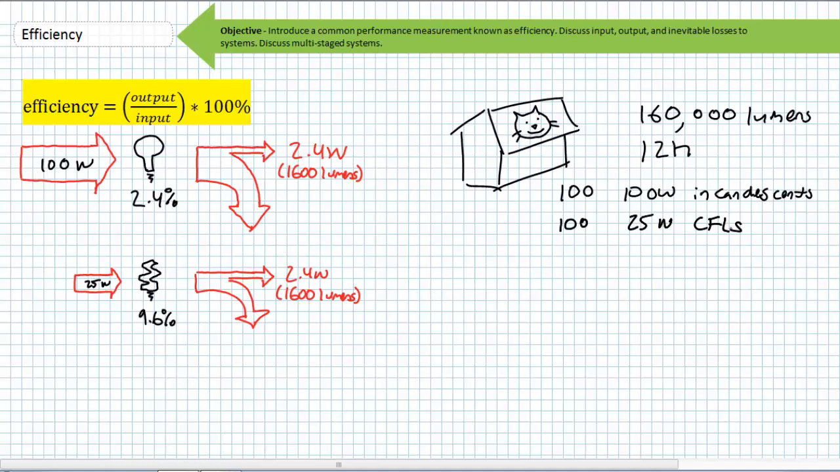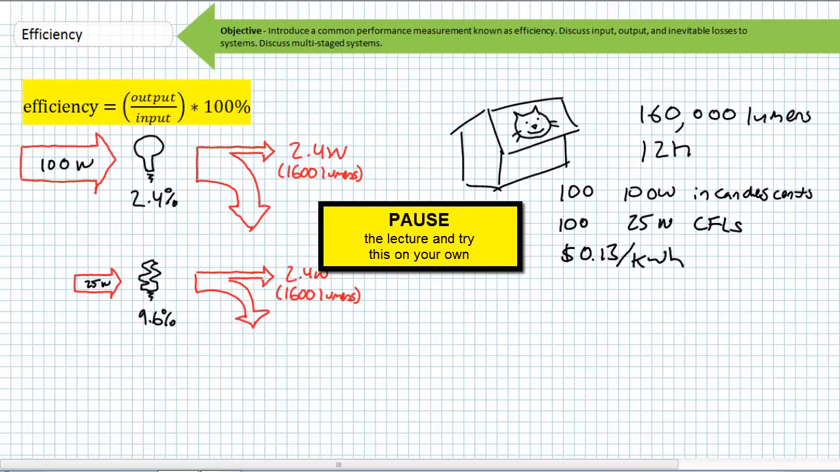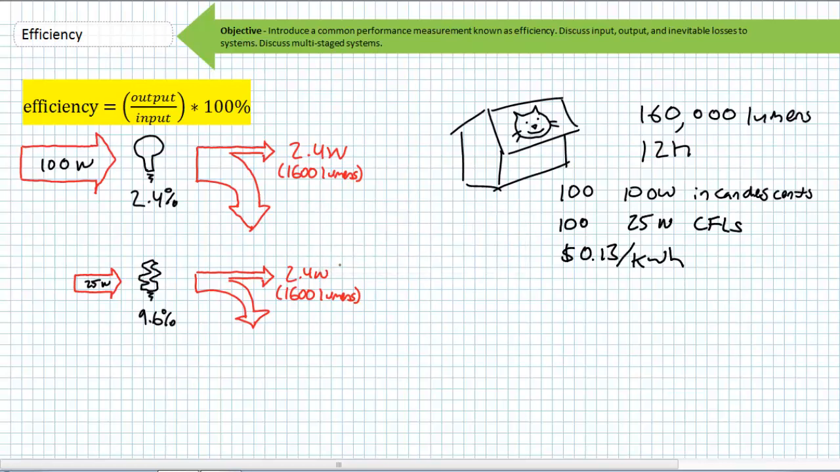Consider the annual energy requirements and costs for these two configurations. Let's say the cost of electricity is 13 cents per kilowatt hour. Pause the lecture and see if you can determine the daily and annual energy requirements and the annual cost for these two different configurations, and finally determine the cost savings between them.